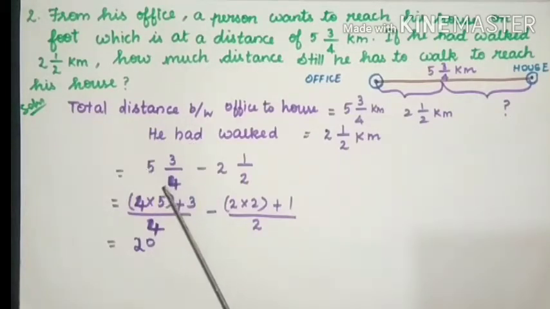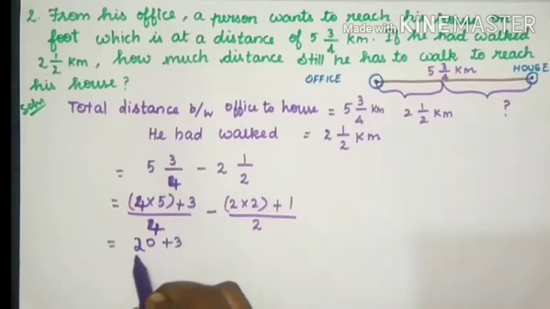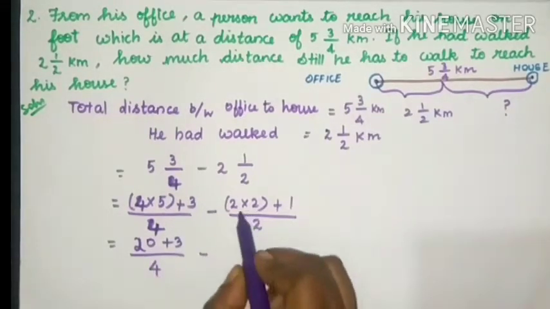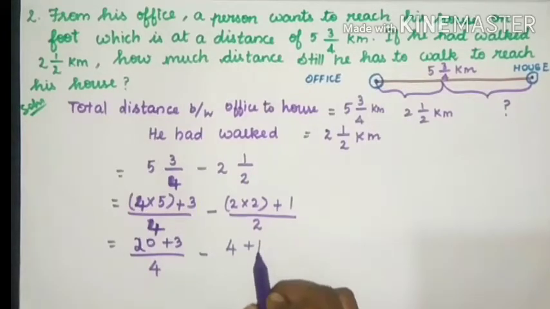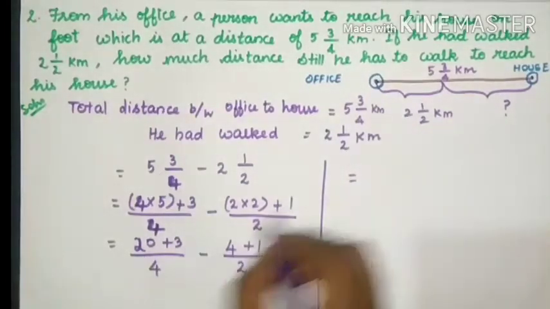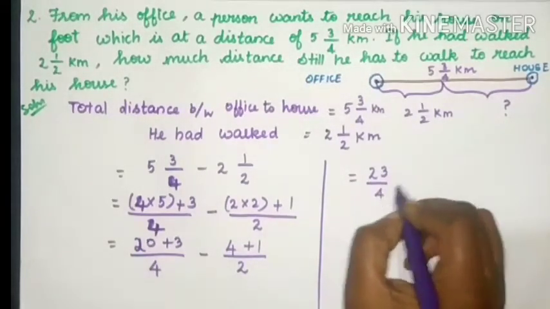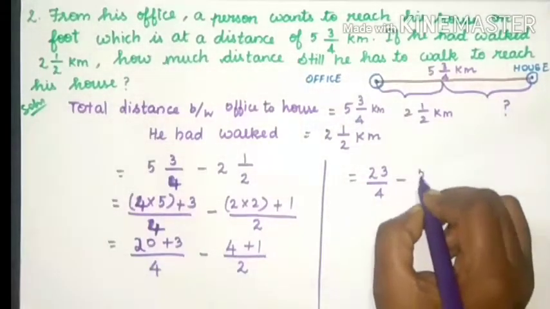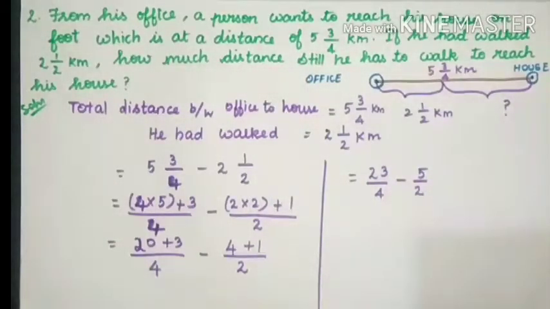Denominator into whole number means 4 into 5 plus numerator 3, divided by denominator 4, minus, same process you have to follow here. 2 2s are 4 plus 1, divided by 2. 4 5s are 20. 20 plus 3, divided by 4, minus 2 2s are 4, 4 plus 1, divided by 2. You will get the answer as 20 plus 3 is 23 by 4 minus 4 plus 1 is 5 by 2. Here the denominators are not the same.